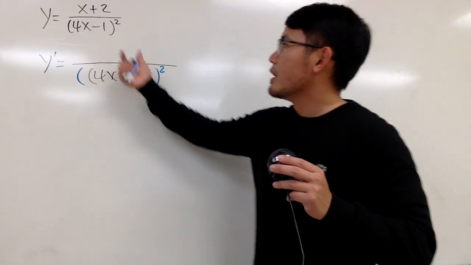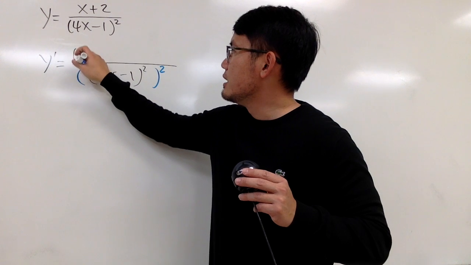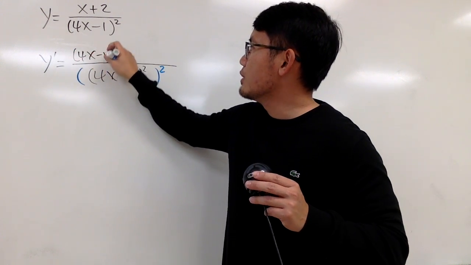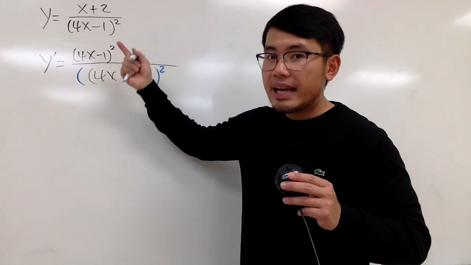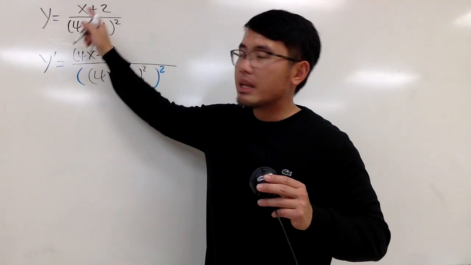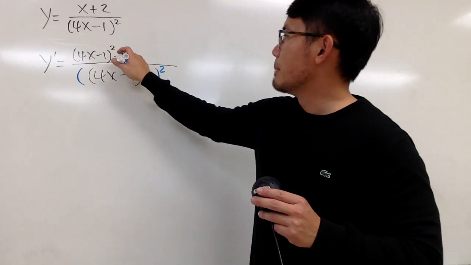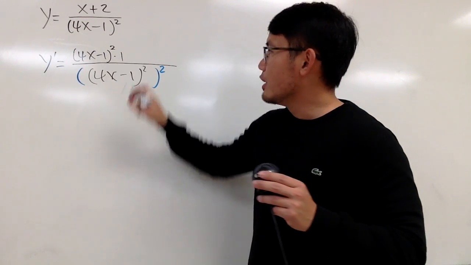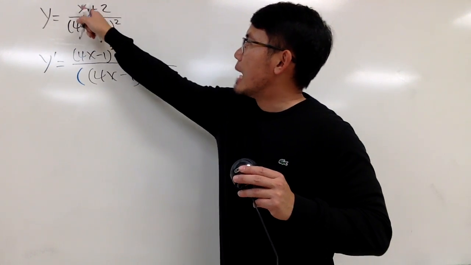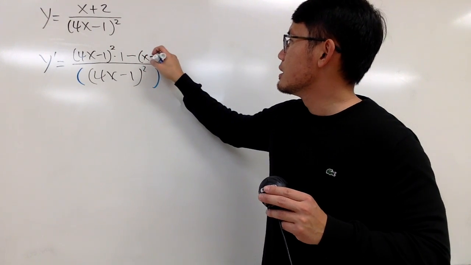Then on the top, you are going to just write down the bottom function. Namely, you have the parentheses 4x - 1 to the second power. And then you multiply by the derivative of the top function. The derivative of x + 2 is just 1. So you multiply by 1 right here. And then you are going to minus the top function. And because it has two terms, be sure you put it in parentheses.